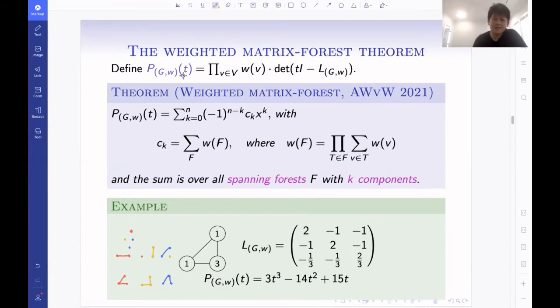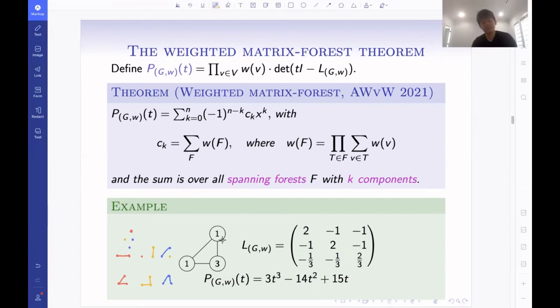Let's define P_G^W to be the characteristic polynomial of the vertex weight Laplacian, multiplied by the product of all vertex weights. So it's a scaled characteristic polynomial. Then we actually get a weighted matrix forest theorem, an analog of the matrix forest theorem for the combinatorial Laplacian, for this vertex weight Laplacian. So each coefficient in this characteristic polynomial, multiplied by a sign, can be given a combinatorial interpretation as a sum over all spanning forests F with k components of the weight of F, where now the weight of F is the product over all trees, or each connected component in your forest, of the sum over all vertices in your tree of the weight at that vertex.